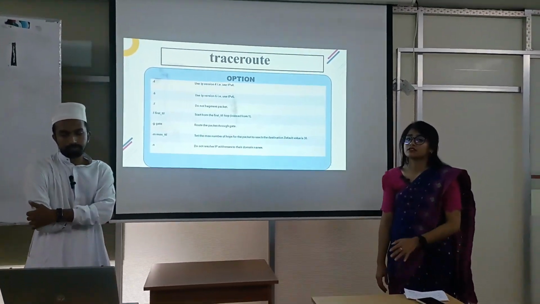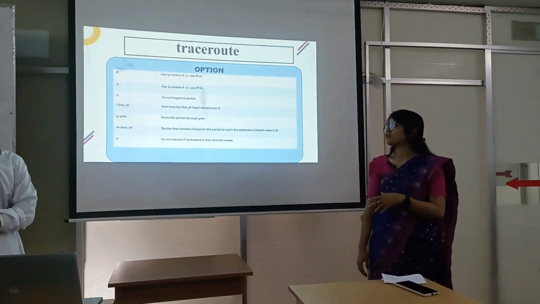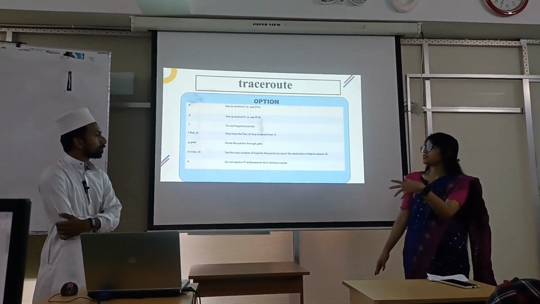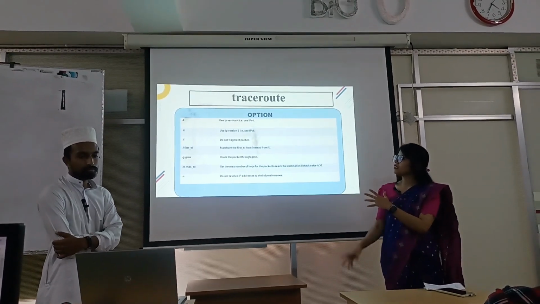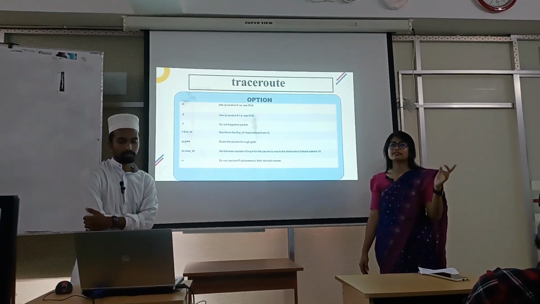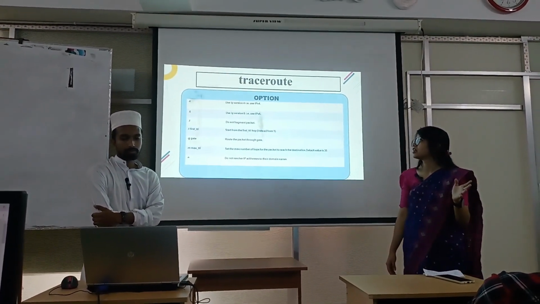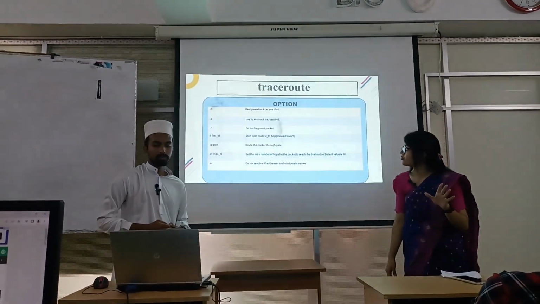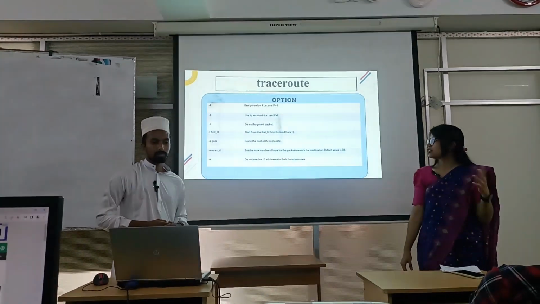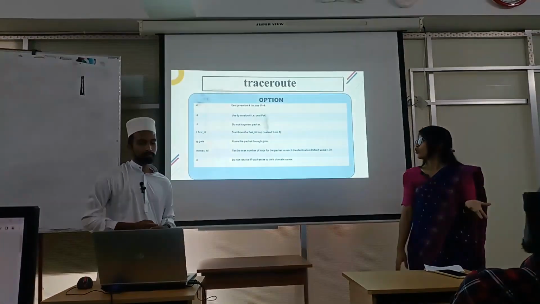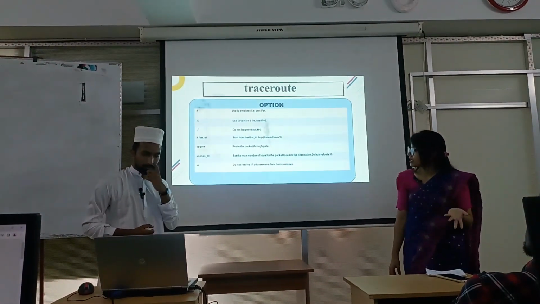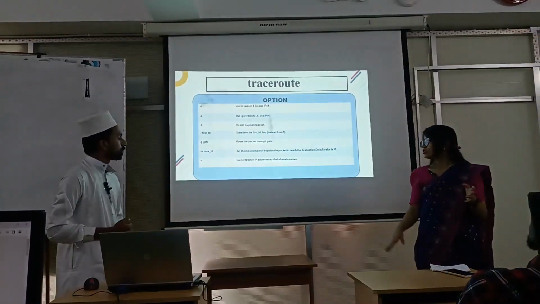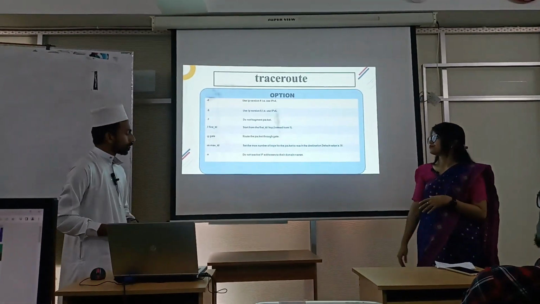Traceroute has various types of options. There are some options here. Please see. -4 means use IP version 4, and -6 means IP version 6. -F means do not fragment packet. -g gate means route the packet through a gateway. -n means do not resolve IP addresses to their domain names.